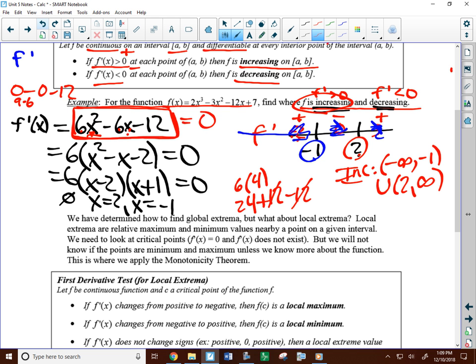These will never be closed brackets. Infinity is not a closed bracket. And these will never be closed as well because the slope here at negative 1 and 2 is 0. It's horizontal. And finally, decreasing. Where it was negative, that's between negative 1 and 2. So negative 1, 2.